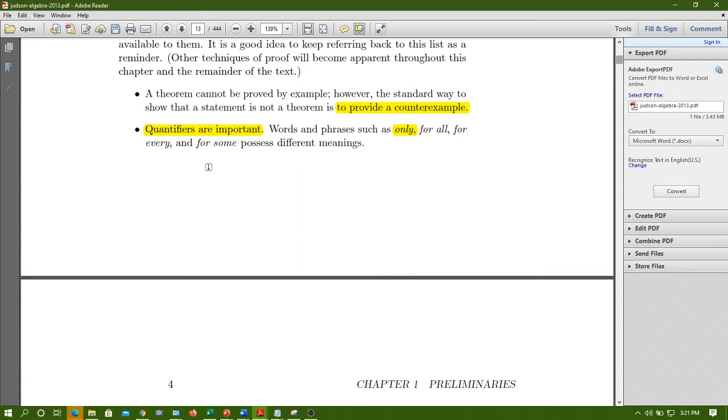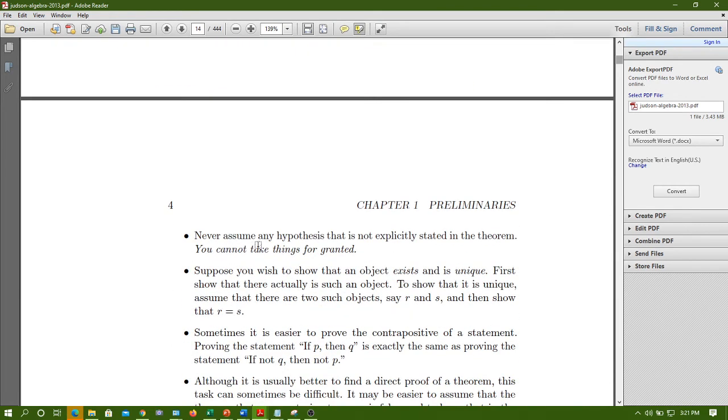They have different meanings. So I'm sure after this, you will be looking for the right meaning for all of these quantifiers. Next, the third: never assume any hypothesis that is not explicitly stated in the theorem. This is one of the problems when proving. We sometimes call this overthinking. Even if it is not stated in the statements or in the argument, we tend to think that it is true for that matter, and that is not the case when you make a proof.